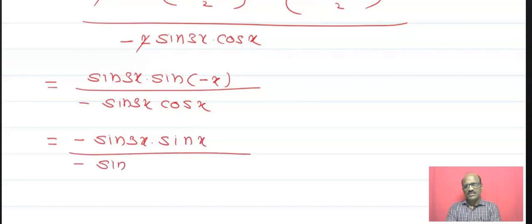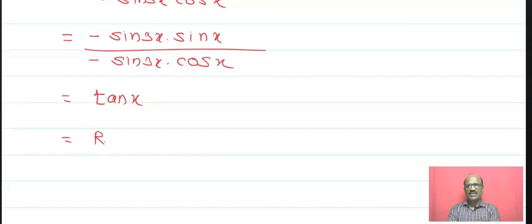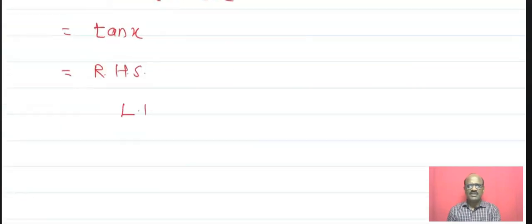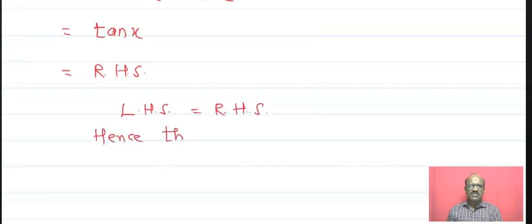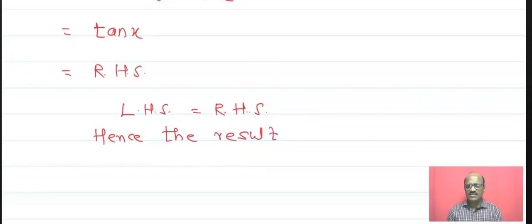That is minus sine 3x into sine x upon minus sine 3x into cos x. Now 3x cancels, and you are getting tan x, which is the RHS, and hence LHS is equal to RHS. या प्रॉब्लेम्स मध्ये फक्त तुम्हाला फॉर्म्युलेज माहिती पाहिजे. sin c plus sin d, sin c minus sin d, cos c plus cos d, cos c minus cos d. The formula is very important, right? And hence the result. Now, next question.